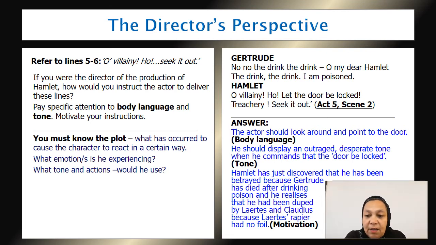Hamlet has just discovered that he has been betrayed because Gertrude has died after drinking the poison, and he realizes that he had been duped by Laertes and Claudius, because Claudius's rapier had no foil. So that then is indeed your motivation or justification for saying why the character should use a particular tone and also which actions he should use.